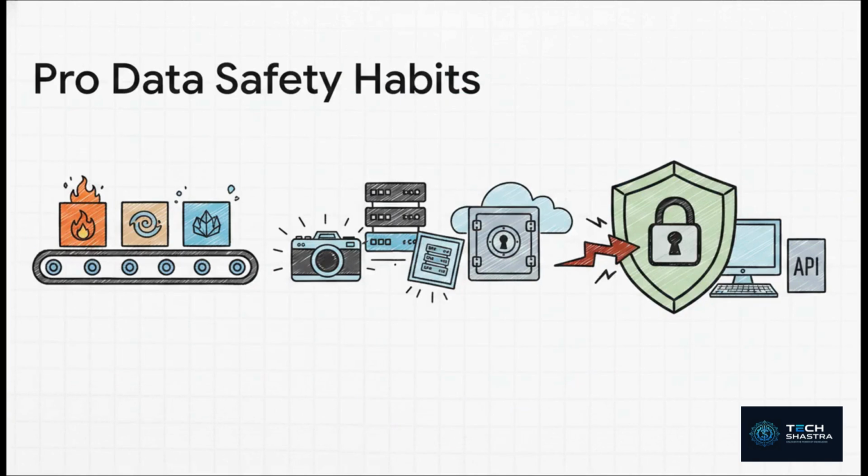Being a pro is all about discipline. Use ILM, that's Index Lifecycle Management, to automatically manage your data over time, like moving older logs to cheaper storage without you lifting a finger. Take regular snapshots so you can always recover from a disaster. And please secure your cluster with authentication and API keys. Don't leave the front door wide open.